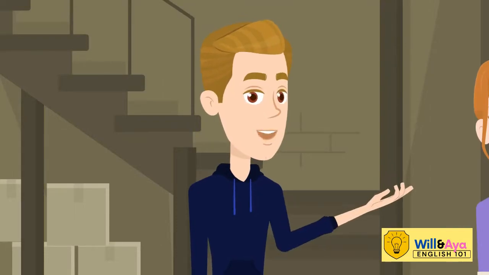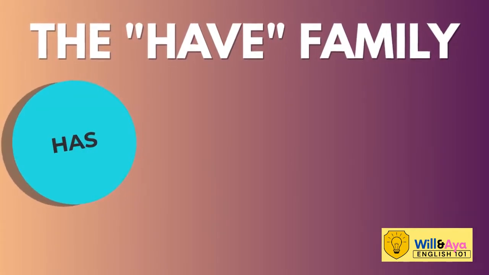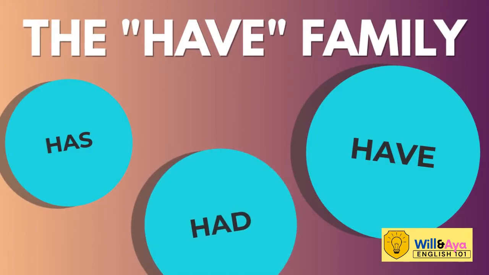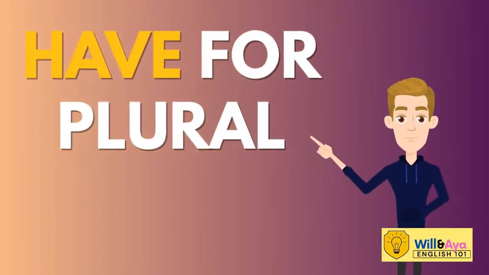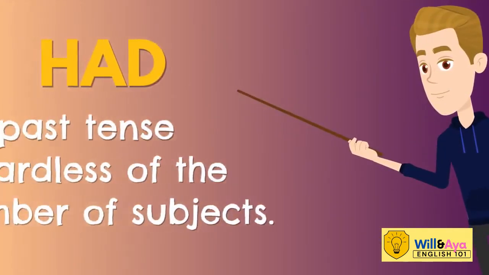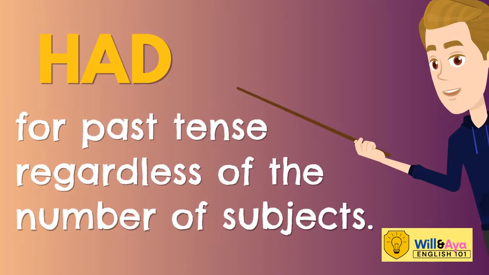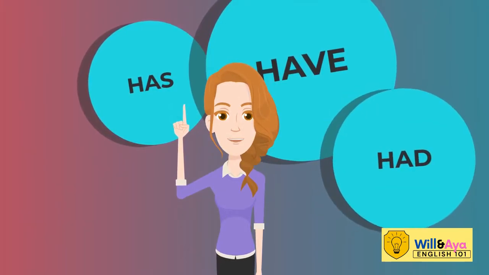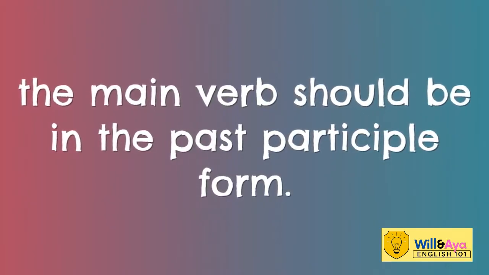Thanks, Aya. Well, now that you mention it, the have family includes has, have, and, well, had. Has for singular, have for plural, and had with a D is used when the sentence is in the past tense, regardless of the number of subjects. Take note whenever we use has, have, or had in a sentence as a helping verb, the main verb should be in the past participle form.